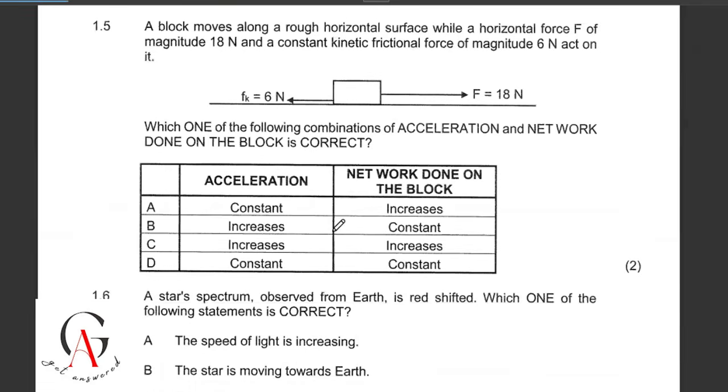1.5, a block moves along a rough horizontal surface while a force F of 18 and a constant kinetic frictional force of 6 act on it. Which of the following combinations for acceleration and net work done will be correct? So with 1.5, the acceleration is going to be constant, and then the net work done is going to increase. Okay, that's the option I'm going with.